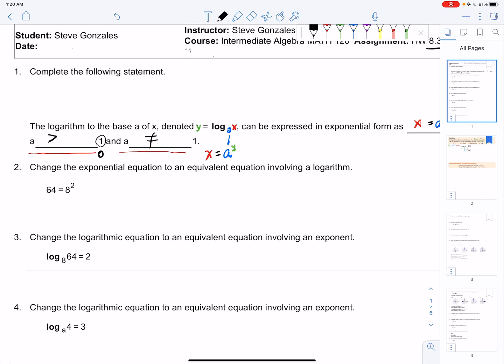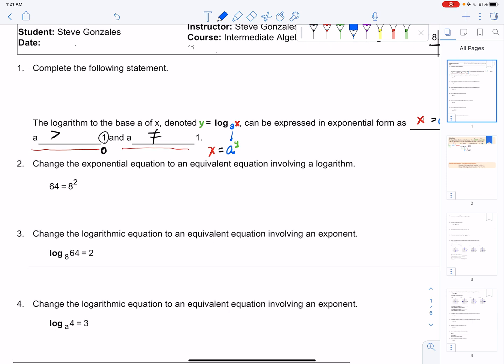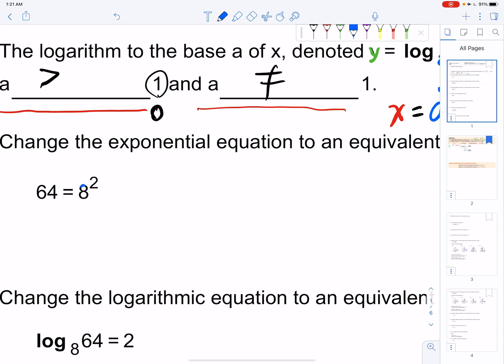Number 2, change the exponential equation to its equivalent logarithmic equation. Now we're going in the other direction. So let me use my color here. And here's the base. I'm going to zoom in because it's so small. So there's your base, and so I always start with that. That's going to be log base 8 rather. This is equivalent, but it's logarithmic form.